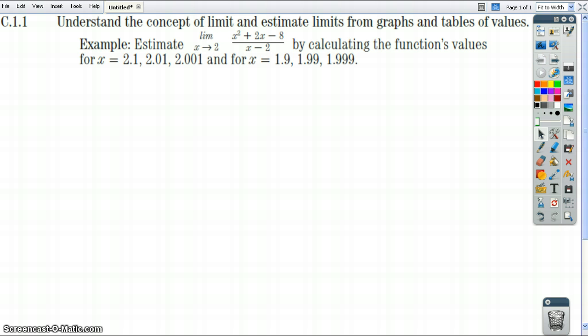So the first one, C.1.1, is understand the concept of a limit and estimate limits from graphs and tables of values. So for example, we want to estimate the limit as x approaches 2 of (x squared plus 2x minus 8) all divided by (x minus 2) by calculating the function's values for x equals 2.1, 2.01, and 2.001, and for x equals 1.9, 1.99, and 1.999. So that right there kind of gives a hint of what the idea of a limit is.